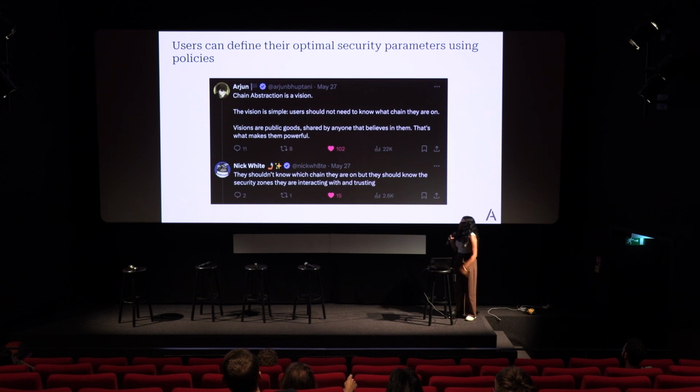So in a chain abstracted world or even in an intent execution world, users might still want to have some control over the security parameters under which their intents are executed. And so having policies is an easy and convenient way for users to have some control over their transaction without having to explicitly state every single constraint. And so getting into why policies are different from constraints, policies are essentially a set of constraints. And so why do we need policies instead of just having a series of constraints? Well, the main reason is for convenience and modularity.